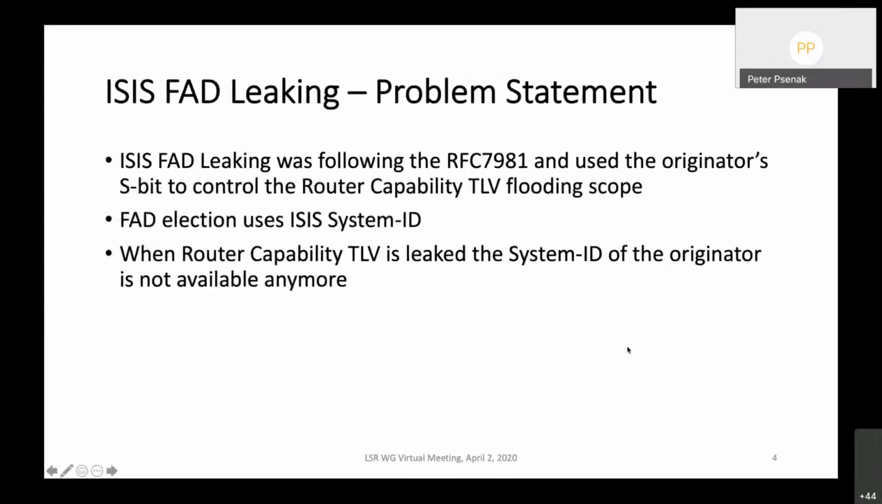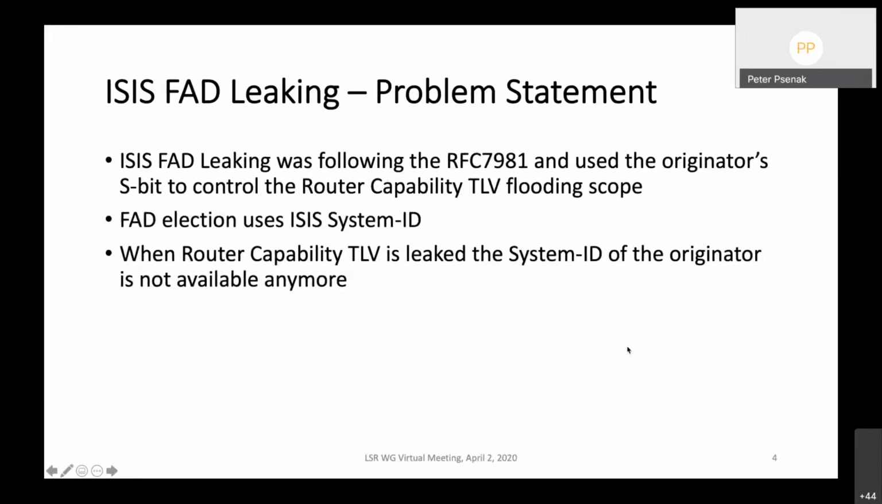So that's the first change. The second change is that we discovered a small issue in terms of leaking the FAD in ISIS. The original text in the draft said that we can leak the FAD as a part of the router capability leaking, where this can be done when the originator sets the S-bit.